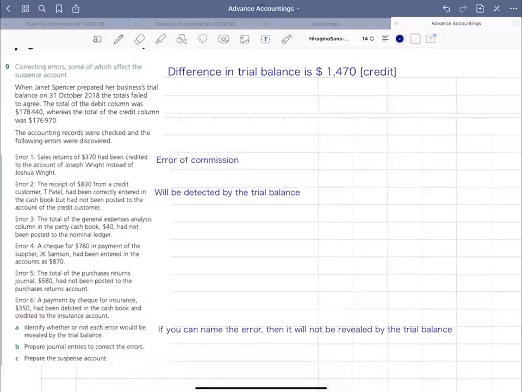Okay. Error 3, the total of the general expenses analysis column in the petty cash book, $40, had not been posted in the nominal ledger. So you have written it in your petty cash book, but you didn't put it in your nominal ledger, which is the account for general expenses. So this one will also be detected.